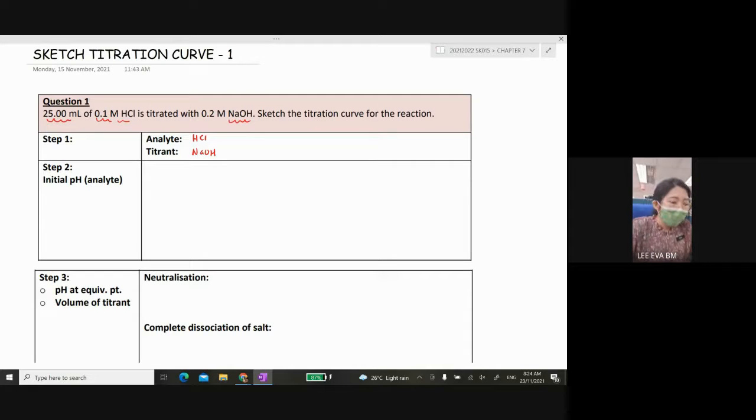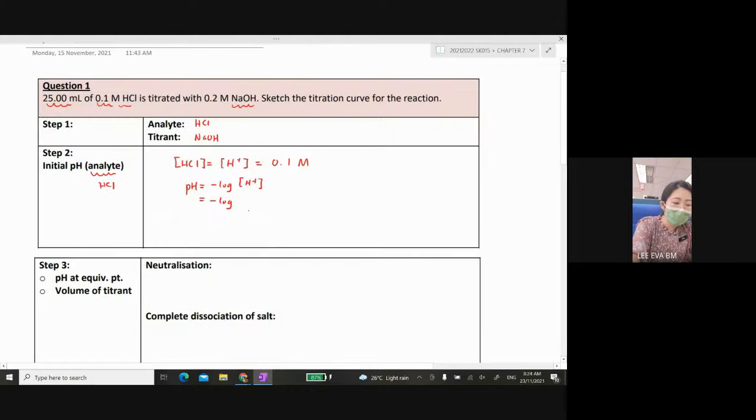All right. And then step 2, to calculate initial pH. Again, this depends on the analyte, which is our HCl. HCl is a strong acid, so the concentration of HCl is the same as H+. Therefore, we use it straight away, 0.1 molar. Then apply it into your formula, pH equals negative log concentration of H+. Then you will get the pH value of this HCl, which equals 1.0.